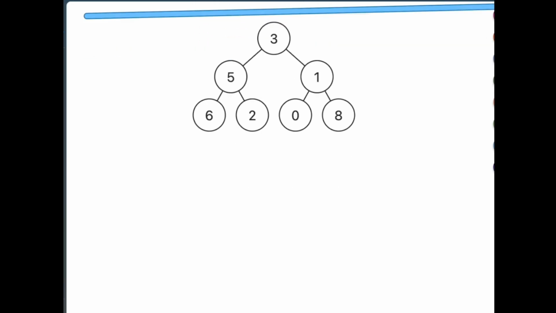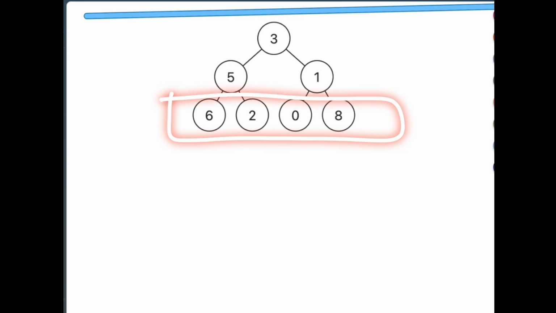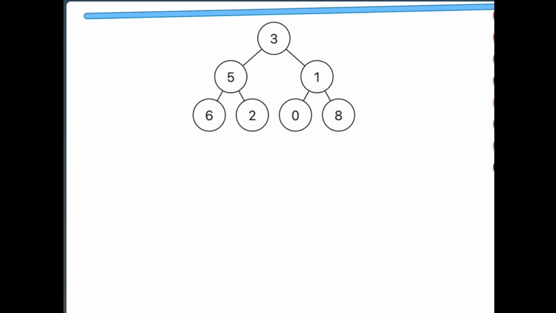Now let us try to find out what the deepest leaves are. So we know that this is the root node which is at level 0. The children of the root node are at level 1 and their children are at level 2. Now we know that these are our leaves and all of them have the same level, which is 2. So here all of these nodes are the deepest nodes.